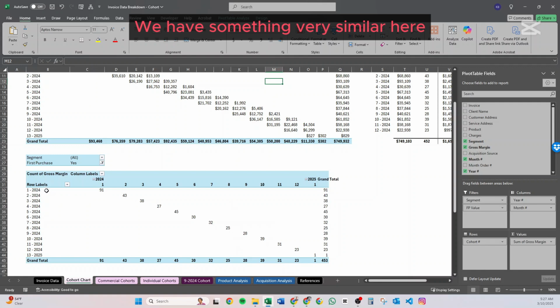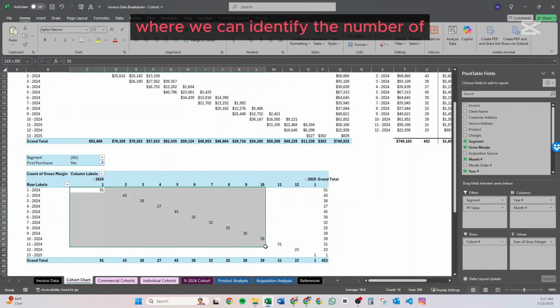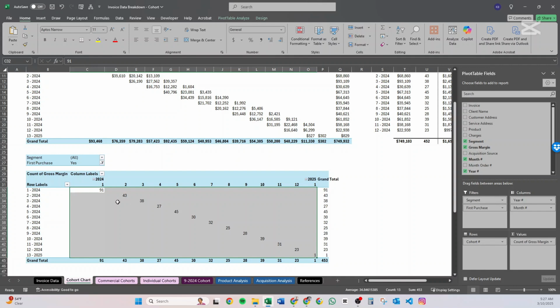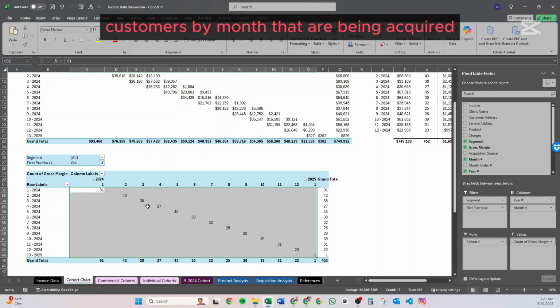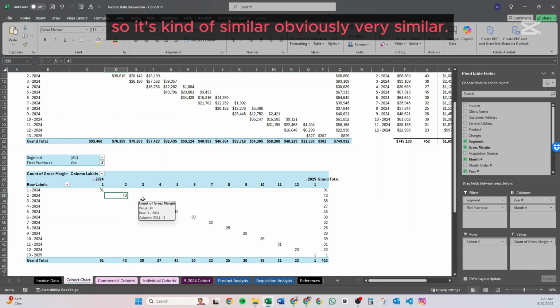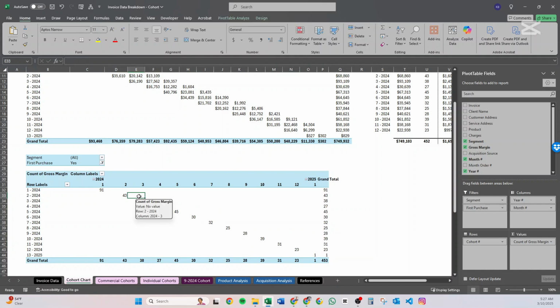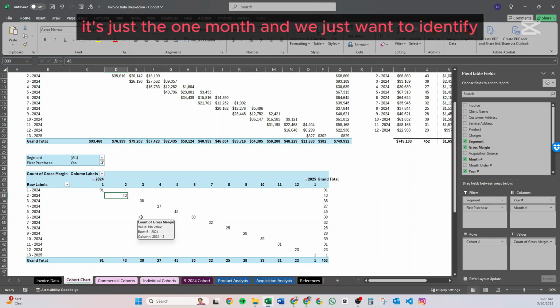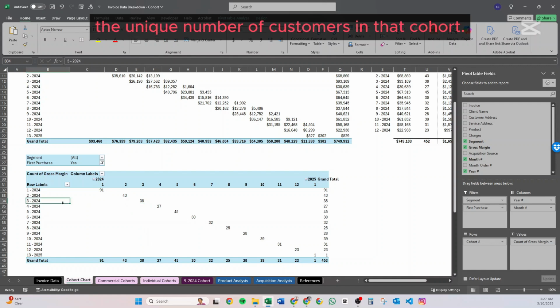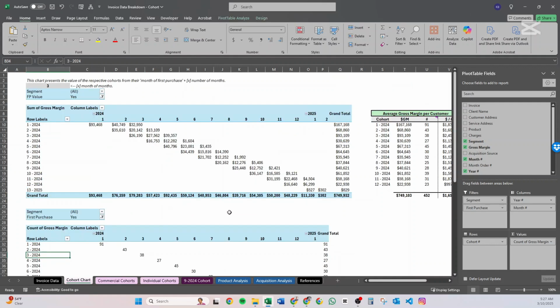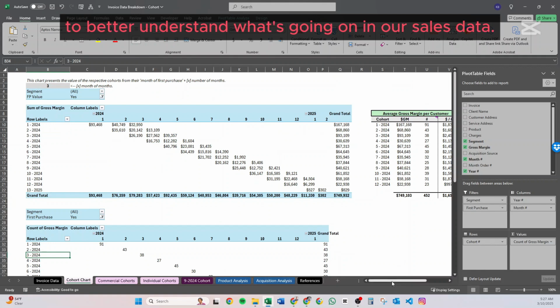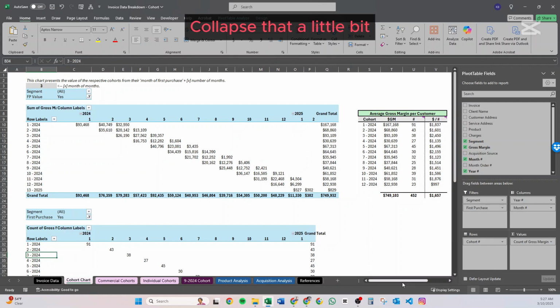We have something very similar here where we can identify the number of customers by month that are being acquired. So it's obviously very similar. In this particular case though, it's just the 1 month and we just want to identify the unique number of customers in that cohort. Now we can start doing a little bit of math here to better understand what's going on in our sales data. I'm gonna collapse that a little bit.